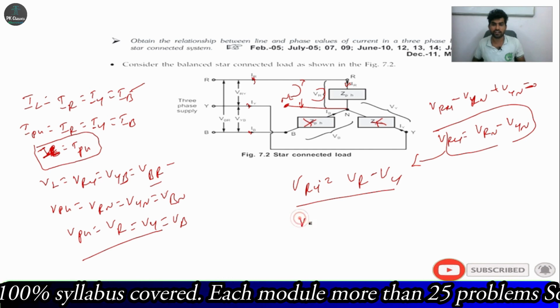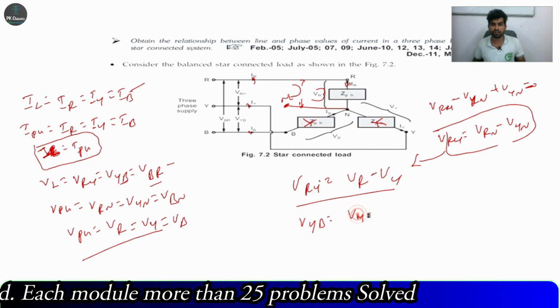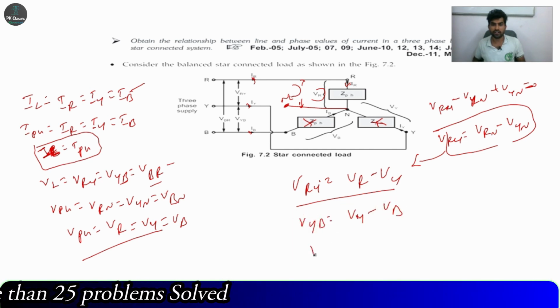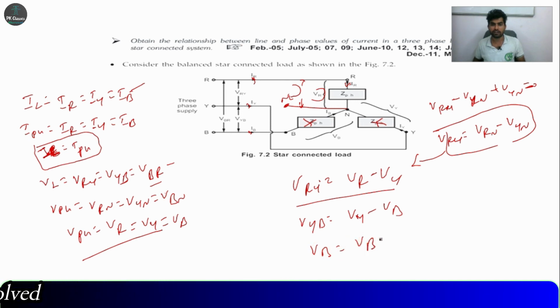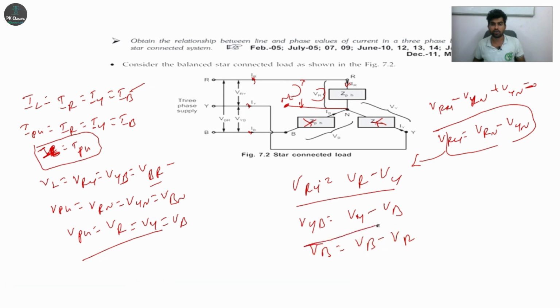So similarly, VY minus VB, and then VB minus VR. Because we only want to derive the voltage, since already IL is equal to I phase, we got that. So we want only the voltage relationship now. We'll derive the equation of voltage. Already we got IL is equal to I phase, no need of deriving it again.